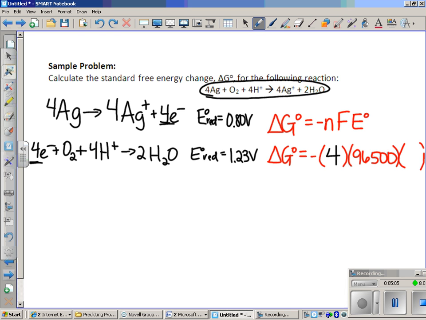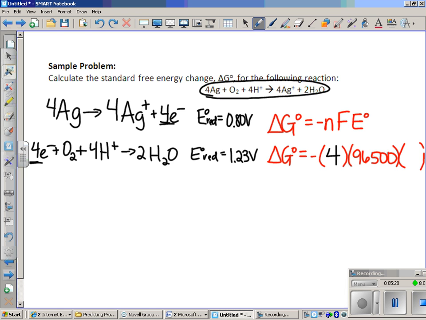Now, there's a couple of ways to decide which one to subtract. You could look at the reduction potential values. The bigger one is the more likely one to be reduced, because this reaction was spontaneous. And it has to be spontaneous, they wouldn't be giving it to us in this type of problem if it wasn't.